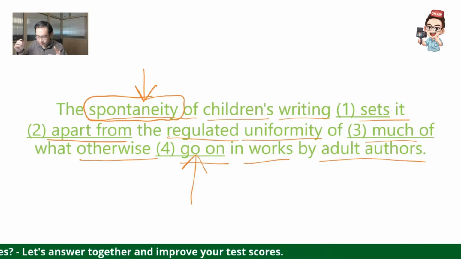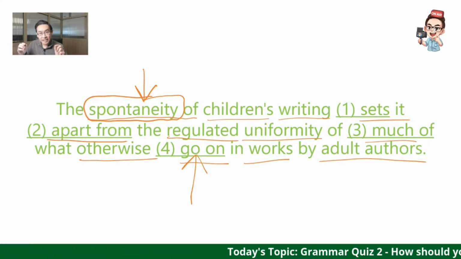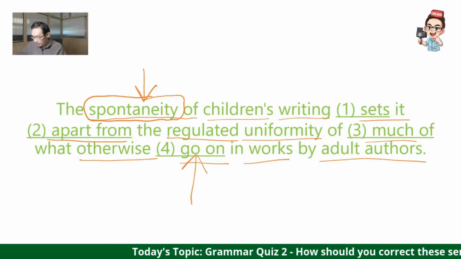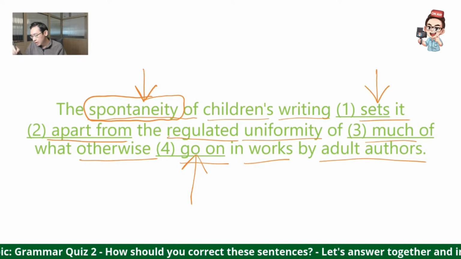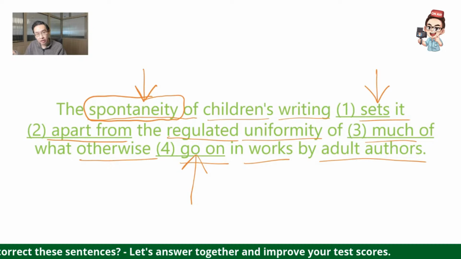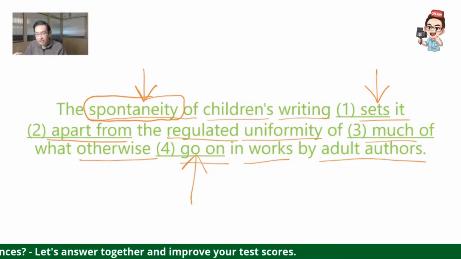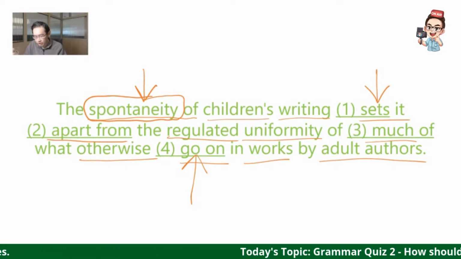So an uncountable noun requires a verb that is singular, like this one. If we want to write it in present, we add s normally, right? So number 1 is correct because spontaneity is uncountable, so we need a singular verb, and sets is a singular verb for present simple, so this is correct.